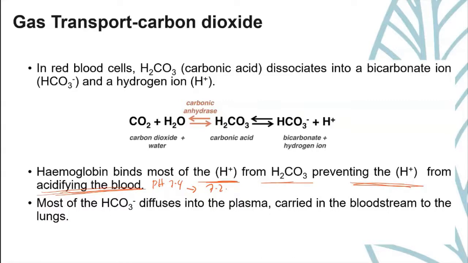So most of the bicarbonate ion diffuses into the plasma, carried in the bloodstream until it reaches the lung. So bila dia reach the lung, vice versa reaction berlaku lah, dia akan masuk balik dalam red blood cells, bergabung dengan hydrogen ion to form carbonic acid, kan? The reverse reaction. Carbonic acid is then catalyzed by the enzyme carbonic anhydrase, jadi semula carbon dioxide and also water, the reverse reaction, when it reaches the lungs.